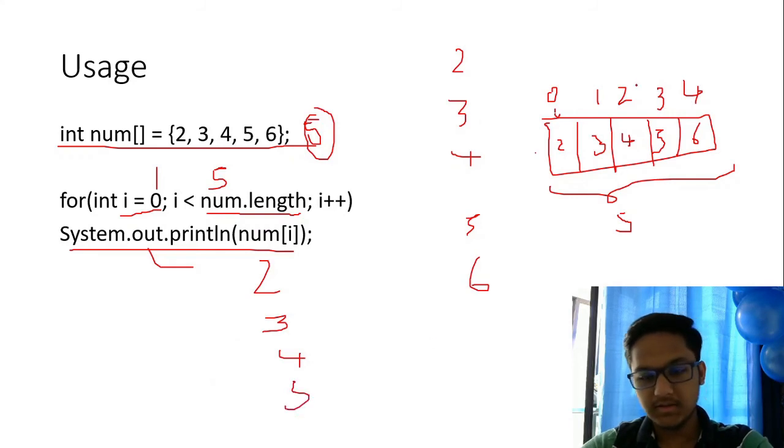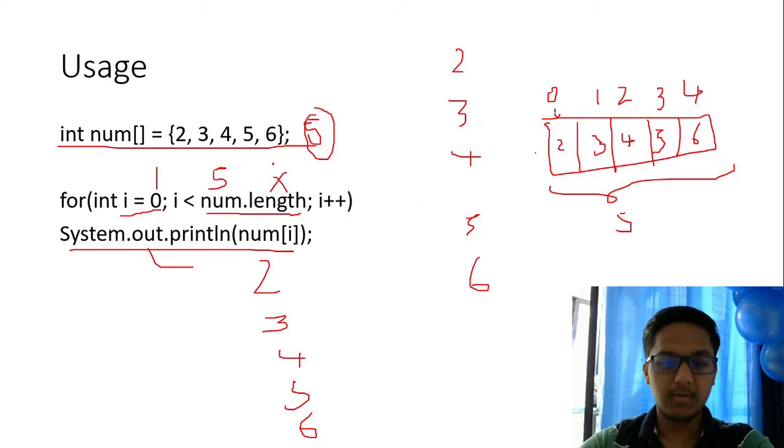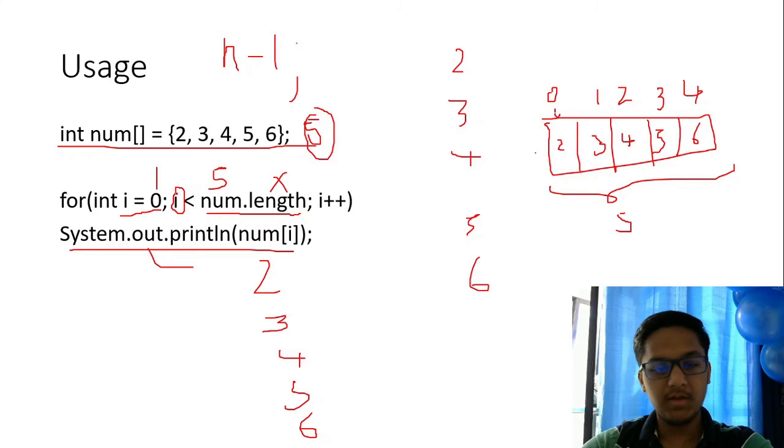And then finally i is going to become 4, and num of 4 is going to be 6. Now when it becomes 5, 5 is less than 5, which is wrong. So it's going to come out of the for loop without giving any error. It's less than 5 because i represents the particular index, and as I mentioned, the index should be 1 less than the length. So we don't want the index to be equal to the length, because then it'll give an error. The index is always one number less than the length.